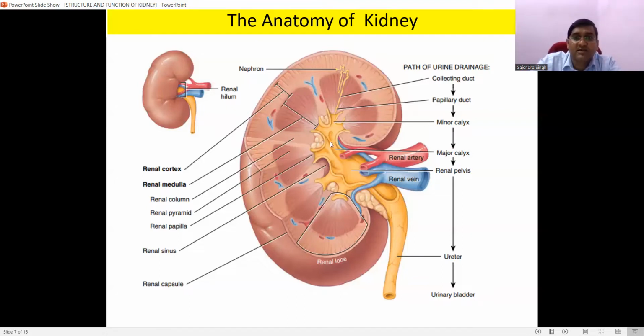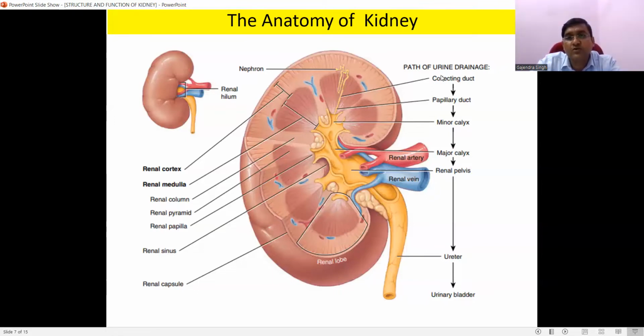The papillary ducts are the ducts which are present in the renal papilla of the pyramid. The papillary ducts then drain into the cup-like structure, the minor calyx, and then into the major calyx. And we know that the number of minor calyces in each kidney is around 8 to 18, and the number of major calyces is around 2 to 3.